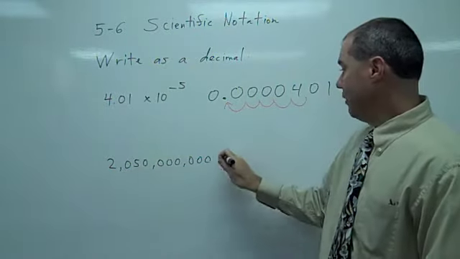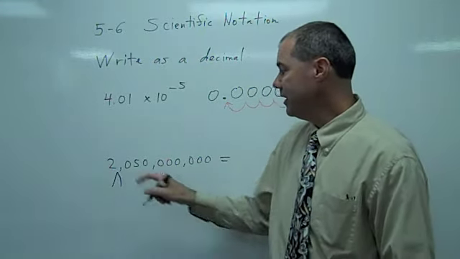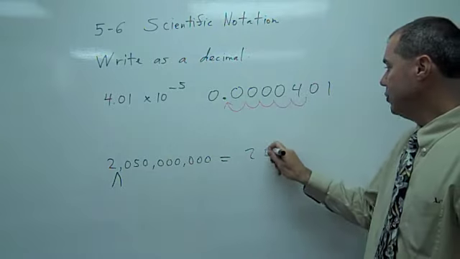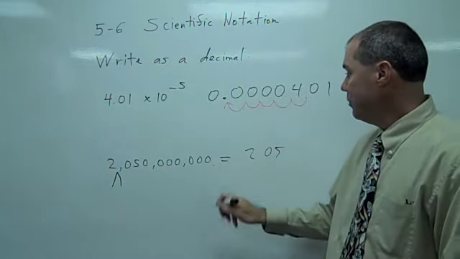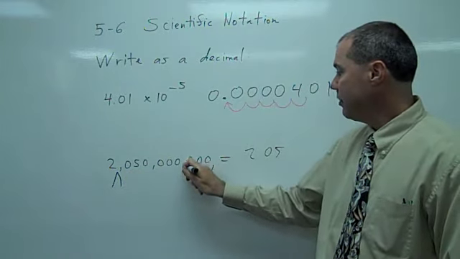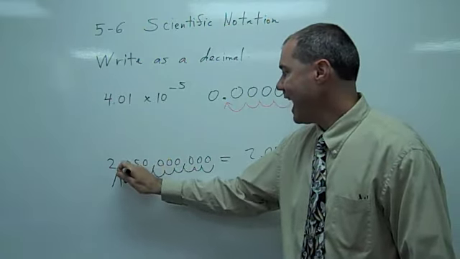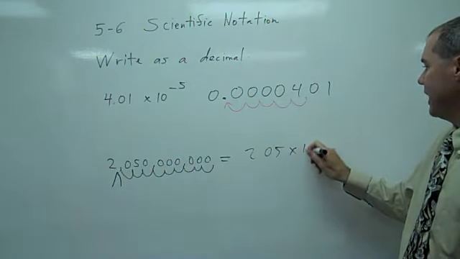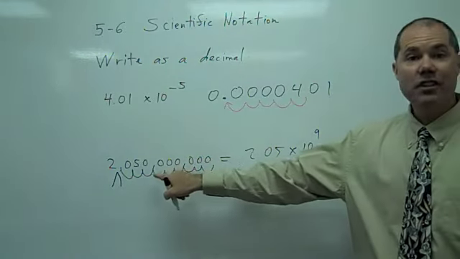Let's take this number, 2,050,000,000, and write it in scientific notation. We want the decimal place to be after the 2, 2.05, and let's see how many places we have to move it. The decimal is at the end, 1, 2, 3, 4, 5, 6, 7, 8, 9. So it's times 10 to the 9th. It's positive because it's a big number.